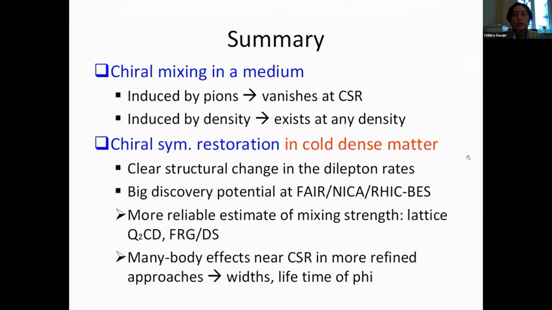Okay, so this is the summary. I have shown that there is a completely new type of chiral mixing. This is induced entirely by the density through the Wess-Zumino-Witten action. And this exists everywhere.